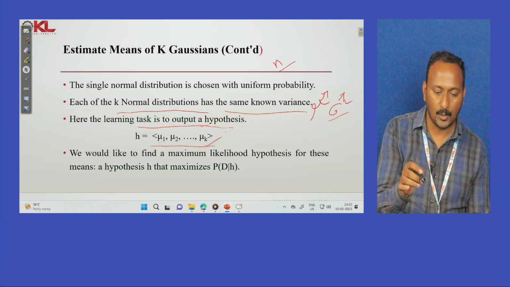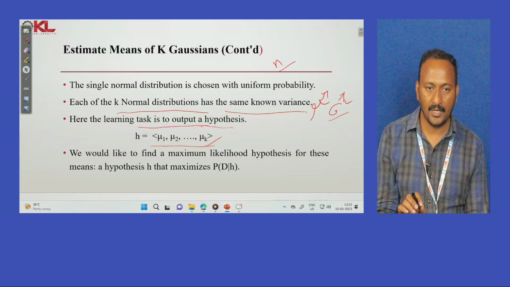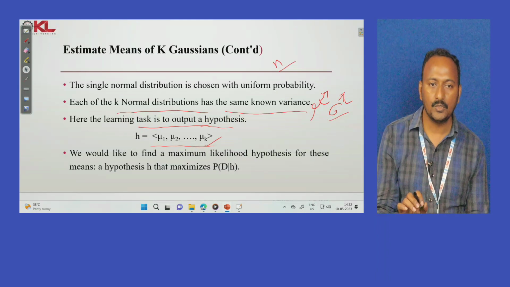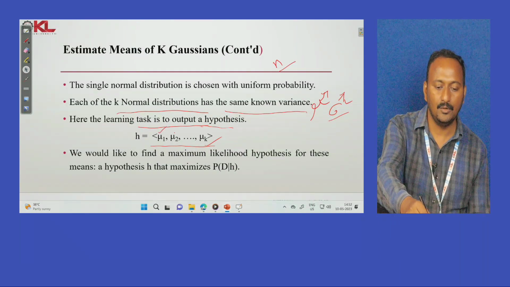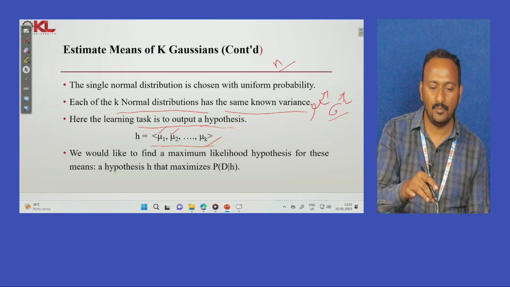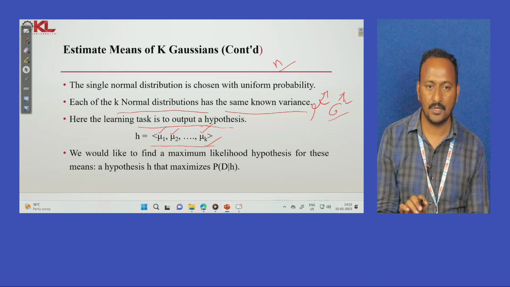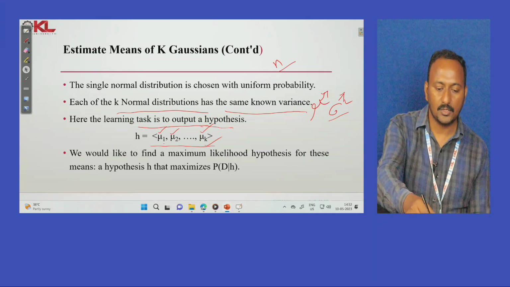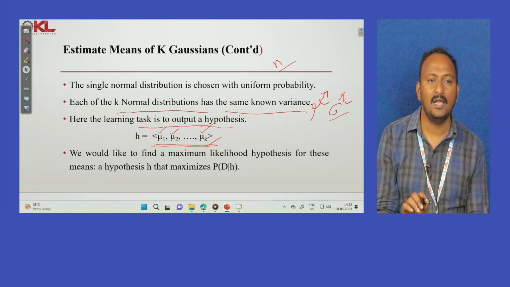k number of Gaussians. For every Gaussian we require a mean, denoted with mu. Here mu1 indicates the first Gaussian distribution's mean value, mu2 is the second Gaussian distribution's mean value, and mu k is the kth Gaussian distribution's mean value. The tuple of these means is considered as our hypothesis.